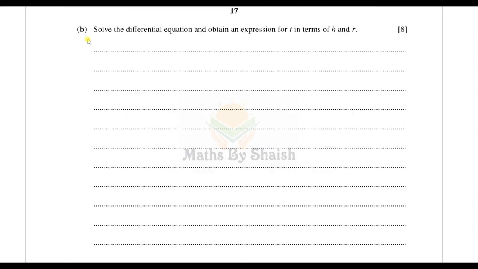I hope it is clear. Here is the B part. Solve the differential equation and obtain an expression for t in terms of h and r. So we'll solve the differential equation, and that is dh over dt is equal to minus b over 2r h to the power 1 by 2 minus h to the power 3 by 2. This is from the previous question which is given already.